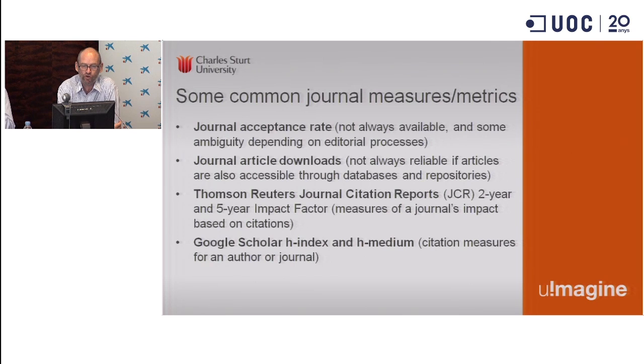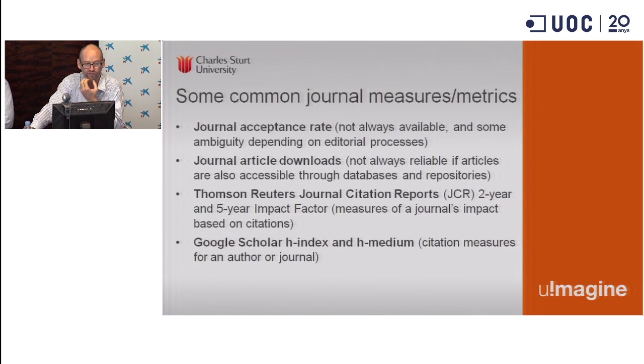So, some of the common journal measures or metrics that draw on that basic set of data. Journal acceptance rate is one that people use as a measure of quality. So journals that accept the large majority of the papers that are submitted are generally assumed to be lower quality. Of course, it is dependent on the quality of what's submitted. This is a difficult one because often journals don't make that available, or at least they don't make the data that it's dependent on available. So you can't treat it in a completely transparent way because there's some ambiguity depending on editorial processes. For example, do you count every article submitted and then compare that to the number published, or do you only include the articles that are sent out for peer review and not include articles that were perhaps rejected editorially because they were sent to the wrong journal or found to be unsuitable for some reason?